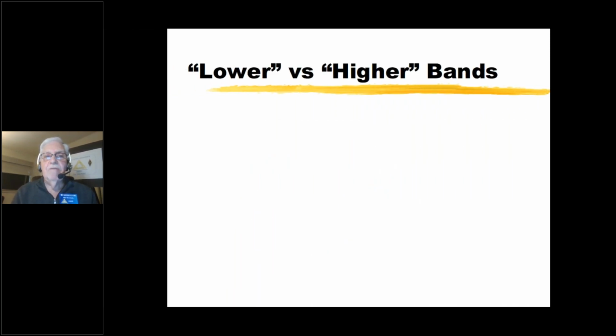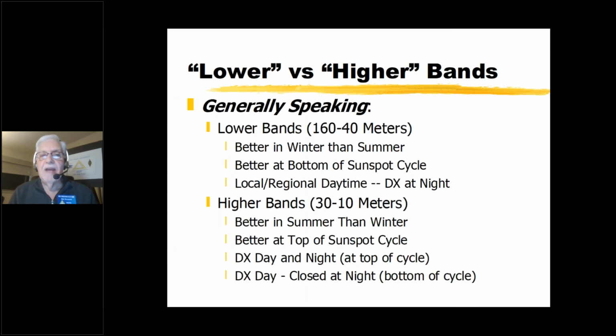So you'll hear references when we talk about the HF bands. There are the lower bands and there are higher bands. The lower bands are 160 through 40 meters, and this is lower in frequency rather than in bandwidth. The lower bands tend to be better in the wintertime than in the summer. Noise levels are lower in the winter time, for example. They're better at the bottom of the sunspot cycle rather than at the top of the sunspot cycle in terms of propagation, and I'll be explaining why that's so in just a minute or two. Also, they're local regional bands in the daytime, and at night they're better for DX, again because of the propagation characteristics of those bands, which we'll be talking about in just a few minutes.